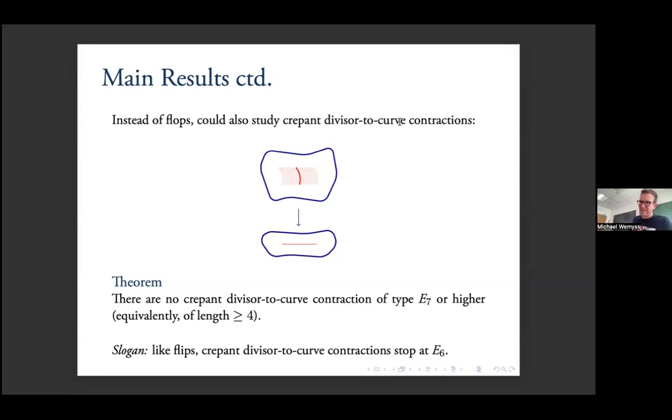I said about 3 slides before that there are basically no Jacobi algebras that are infinite dimensional and have got algebraic length. And so as an immediate consequence, basically crepant divisor to curves don't exist, essentially. So the theorem is: no crepant divisor to curve contraction of length bigger than or equal to 4. And the obstruction to that is non-commutative.